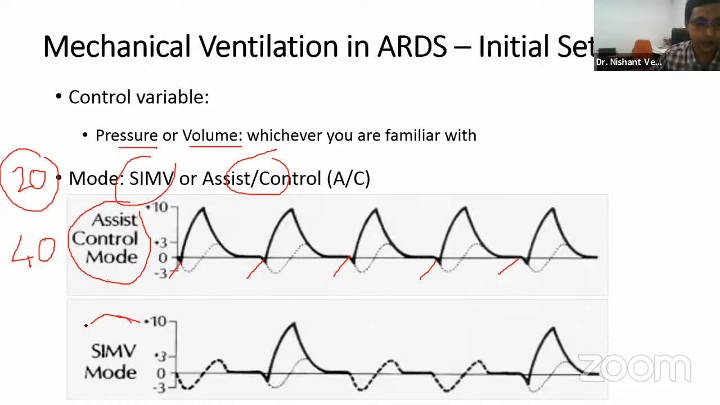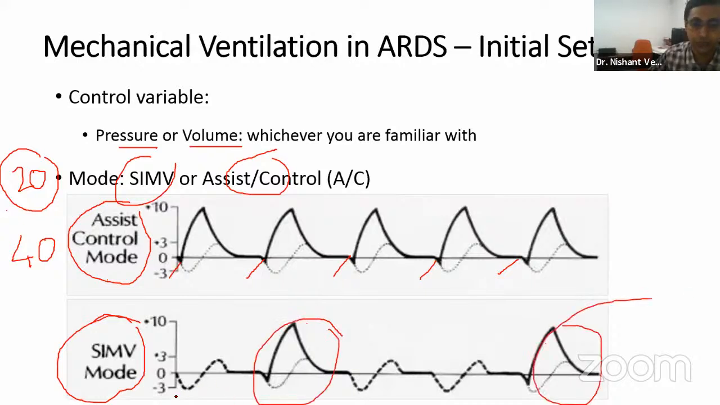On the other hand, in SIMV, if you have set a rate of 20, then only 20 breaths will be delivered by ventilator. The other breaths, ventilator is not going to touch. So these are spontaneous breaths, where the ventilator will not do anything, allowing the patient to breathe. Only the set breaths, जैसे आपने अगर 20 set किया है, तो 20 breaths would be delivered by the ventilator. Other 20, patient is going to breathe on his own without any help from the ventilator.